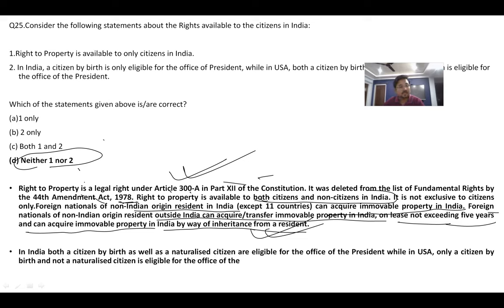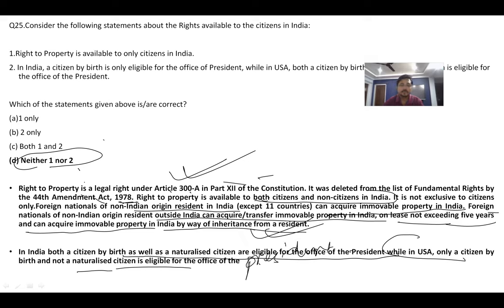These are also certain facts. In India, both citizens by birth as well as naturalized citizens are eligible to be the President of India, while in the USA, only a citizen by birth, not a naturalized citizen, is eligible for the office of the President.